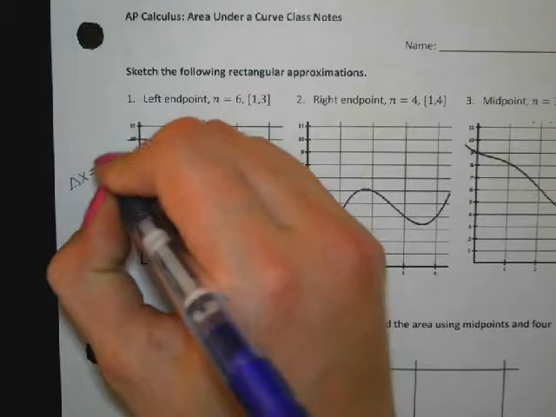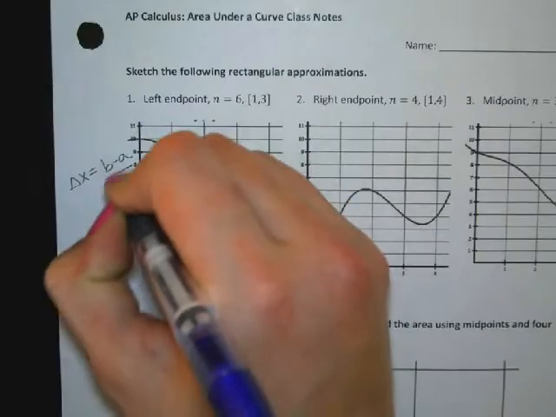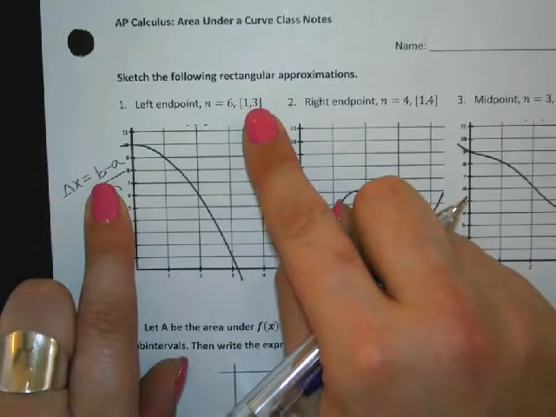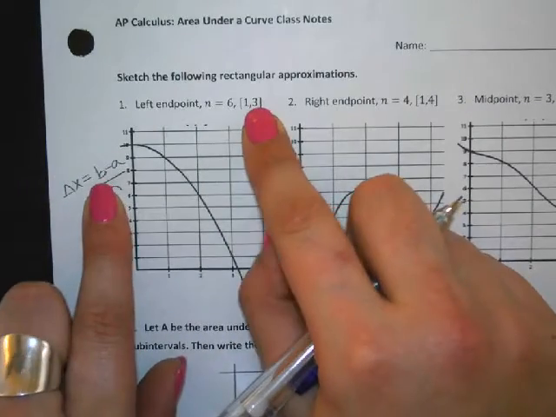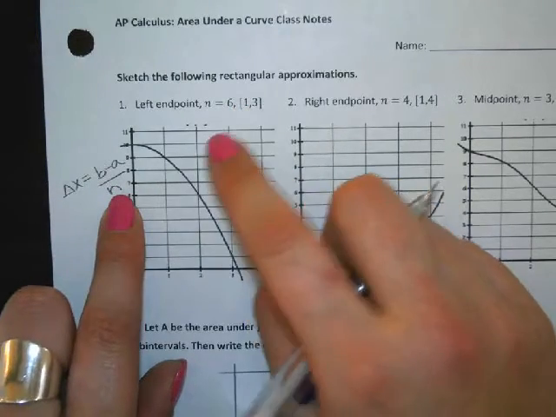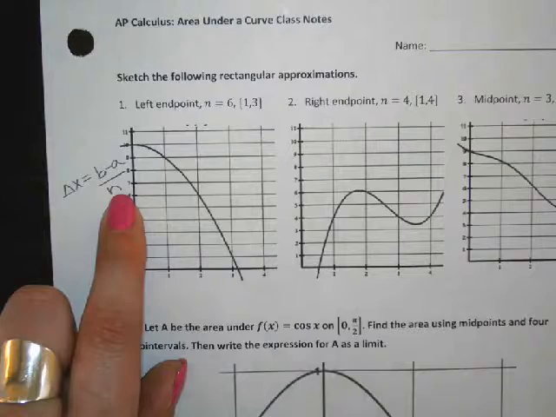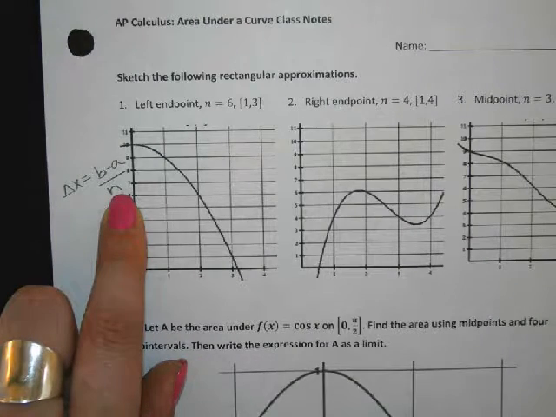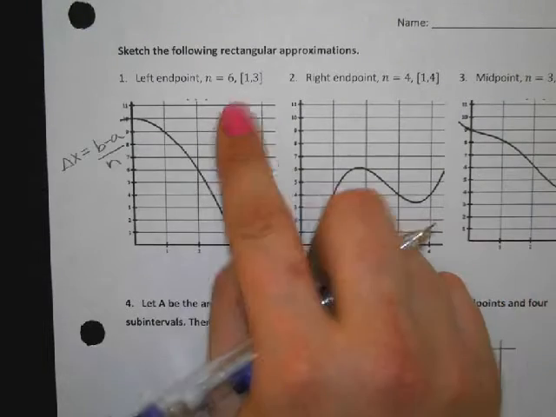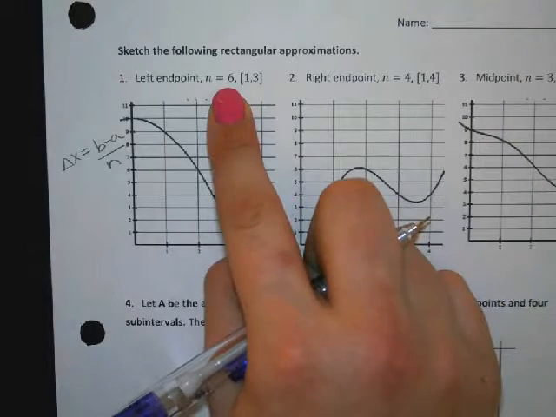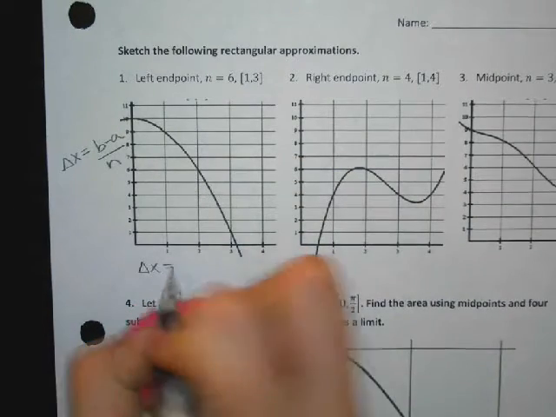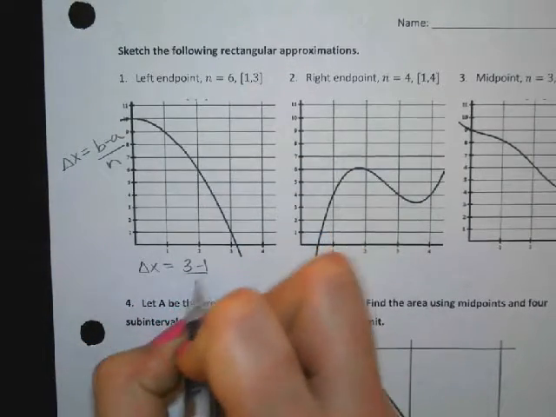It was b minus a divided by n. And the b is the upper bound of your interval. The a is the lower bound of your interval. And the n is the number of rectangles you're drawing, or the number of subintervals that you have, so how you're breaking it up. So for the first one, it says that our interval is from 1 to 3 and we're breaking it up into 6 pieces. So we're going to say that the width of our intervals is 3 minus 1 divided by 6.